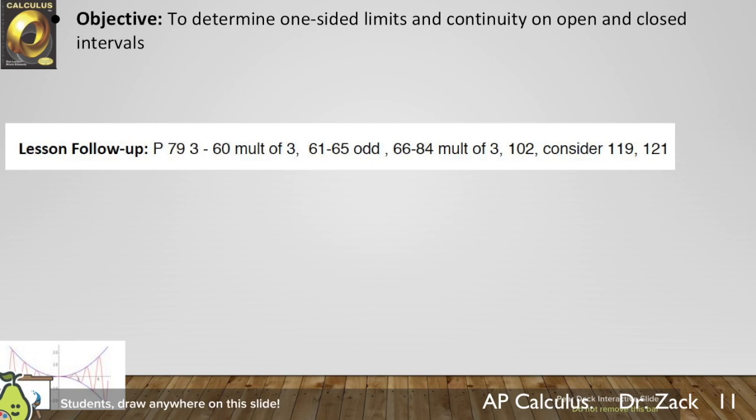In the last part of our lesson, we're now up to page 79. Work on multiples of 3. Now, I chose multiples of 3 because I don't think you need to work on 60 questions. If you want to do odds, that's fine with me. But do try to practice several of these questions. Also, 61 to 65 odd, and here we have some multiples of 3 again. Notice at the end I say consider questions 119 and 121. So if you are supercharged about thinking through some of these more complex problems, have I got some problems for you.